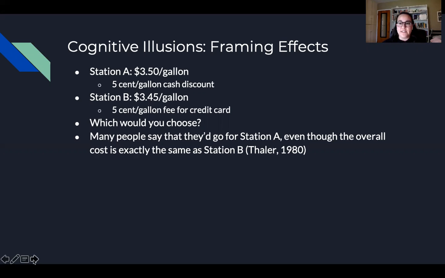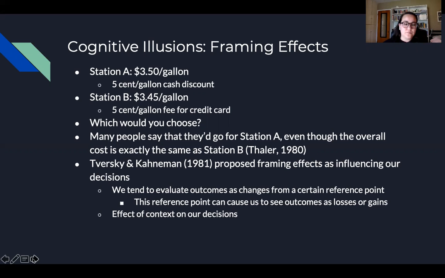And also, interestingly enough, this sort of problem has been posed to other people in studies, and a lot of people would say, oh, well, I would go for gas station A, even though, as Taylor pointed out, the costs are exactly the same, regardless of the station. And so it's really interesting that people have this preference. And Tversky and Kahneman explain this phenomenon in terms of what are called framing effects.